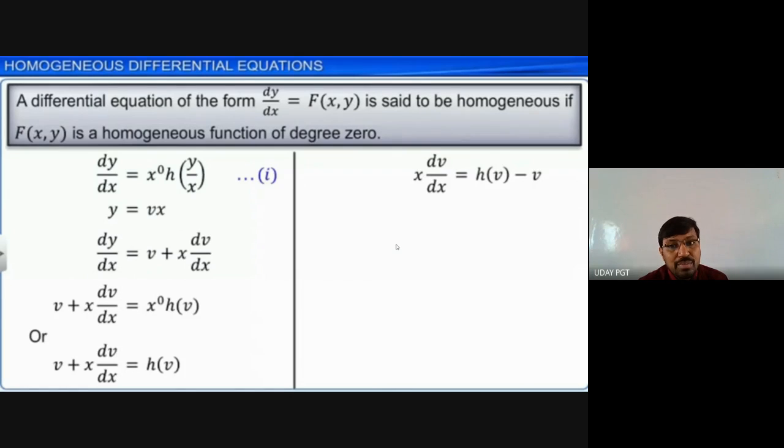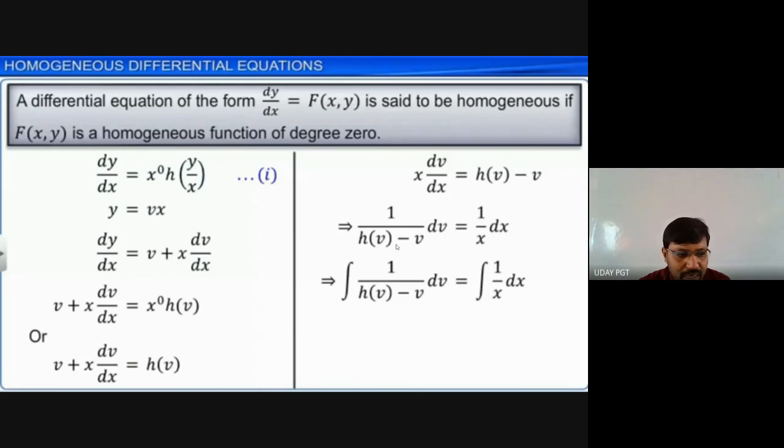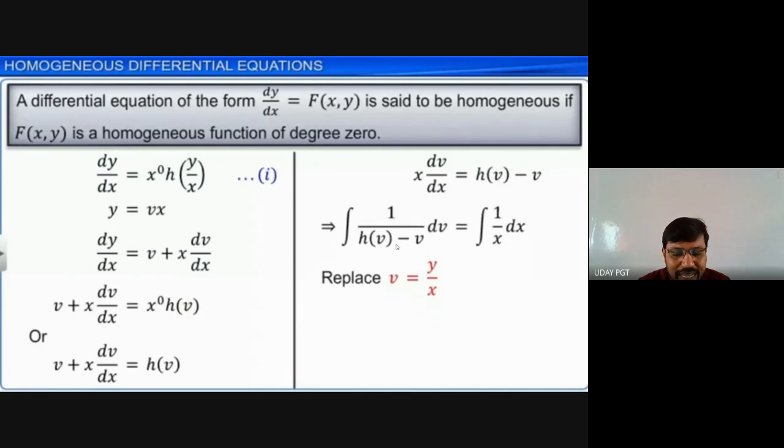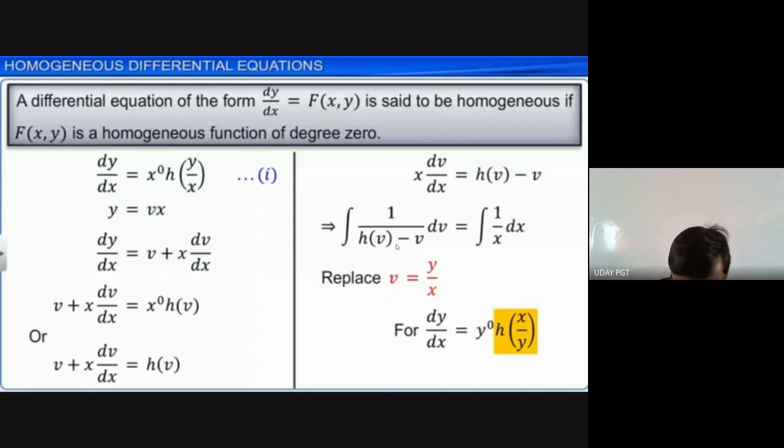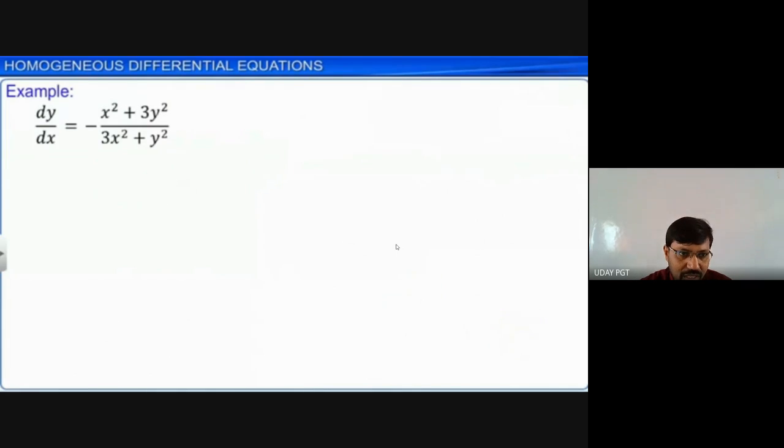Again, the variable separable method can be applied here. We get 1 by h of v minus v into dv equals 1 by x into dx. Now the variable separable method is applied. When you apply it, replacing v by y by x, we get the required solution of the homogeneous differential equation. Suppose the given function is in the form y power 0 into function of x by y, we need to replace x equals vy. Let us see this example.